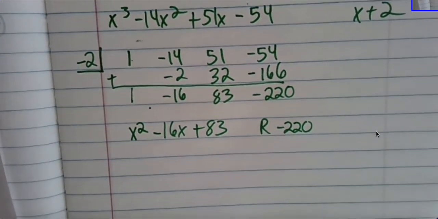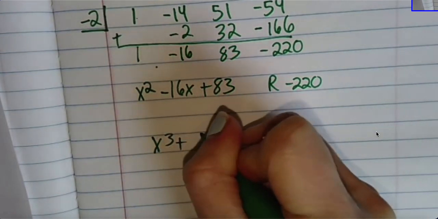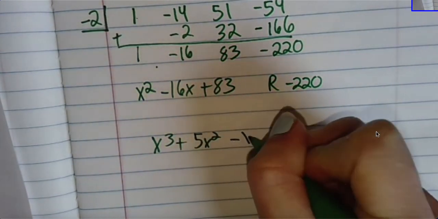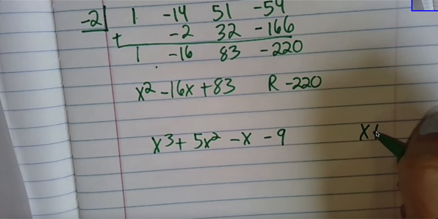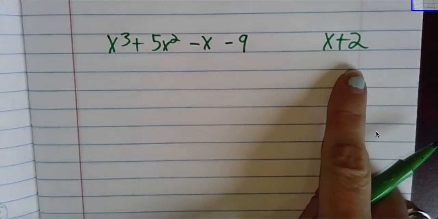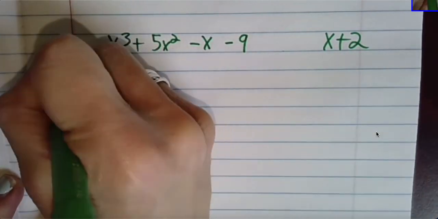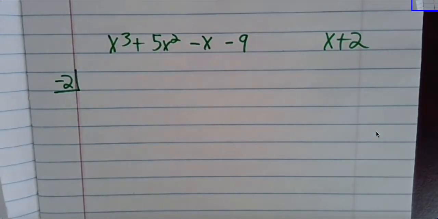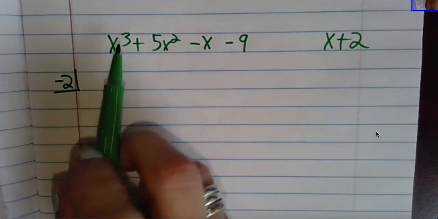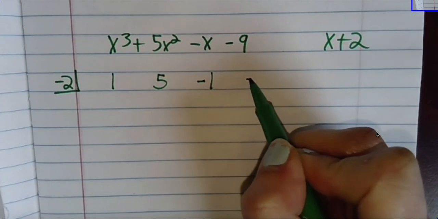I'll do number 12. It says x to the third plus 5x squared, negative x, negative 9. And this one again is saying x plus 2. Remember, they're saying that's my root. So what's my number going to be? Negative 2. You put that in your little box. What are all my coefficients? 1, 5, negative 1, and negative 9.